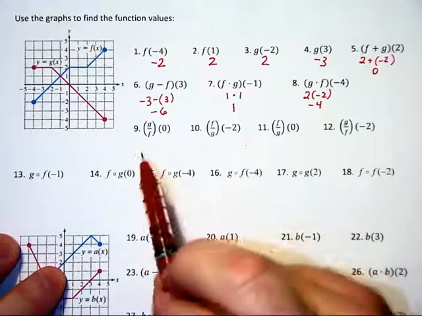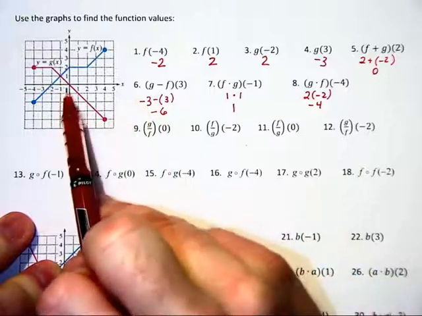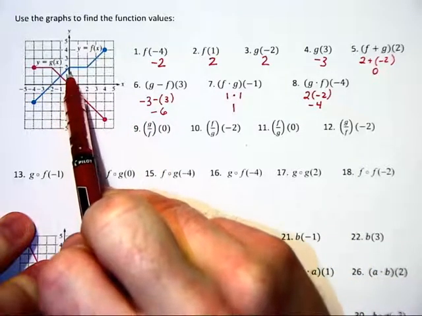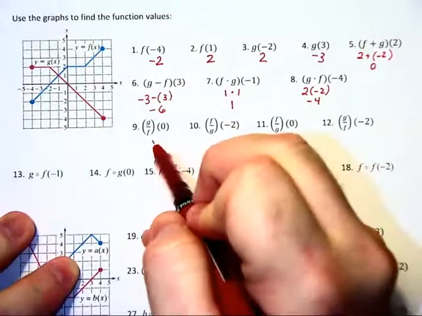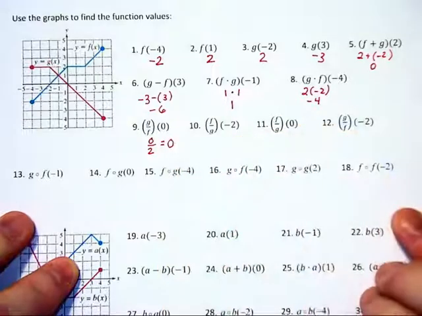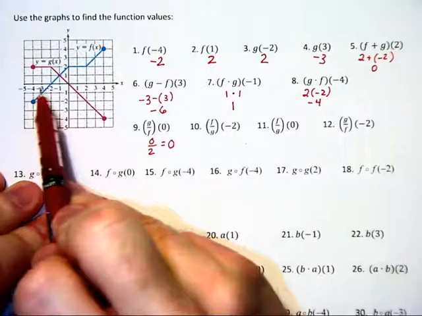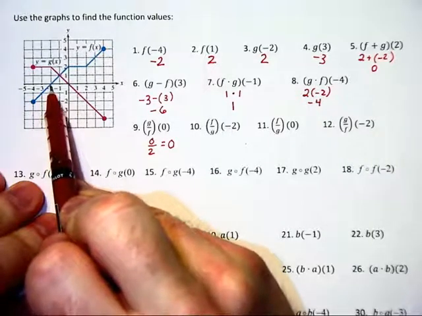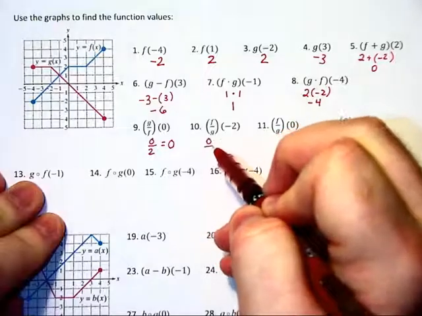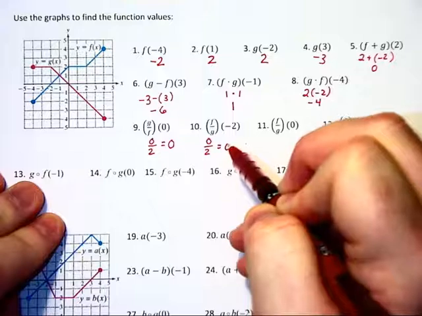Now let's look at some quotients. g divided by f of 0. Here we go to 0 as the input. g of 0 is 0. f is at a height of 2. So we have 0 divided by 2, which is 0. f divided by g of -2. At -2, f is at a height of 0 and g is at a height of 2. So we have again 0 over 2, which is equal to 0.